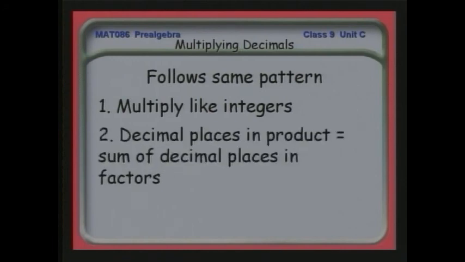It follows the same pattern. We multiply as if we were dealing only with integers. Then the number of decimal places in the product is equal to the sum. You count them up. The sum of the decimal places in each of the factors.